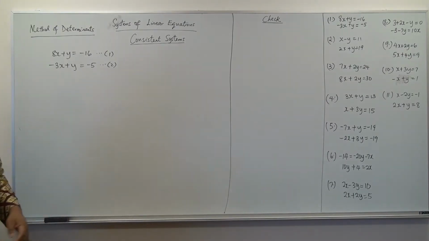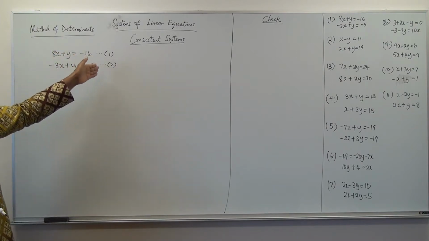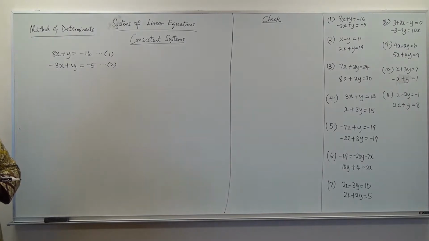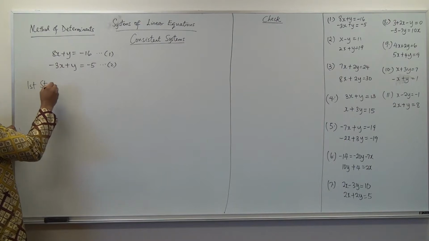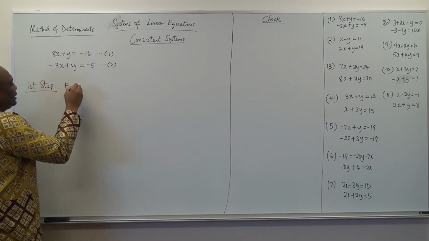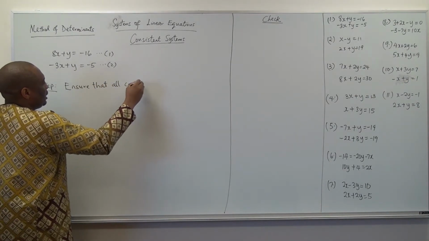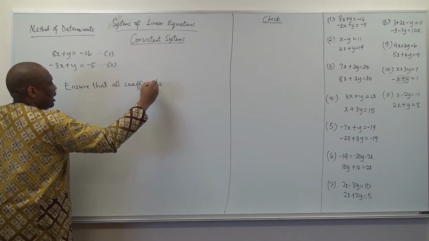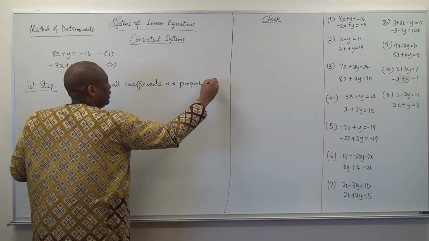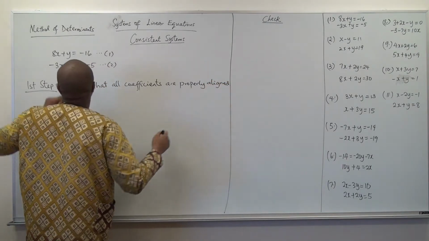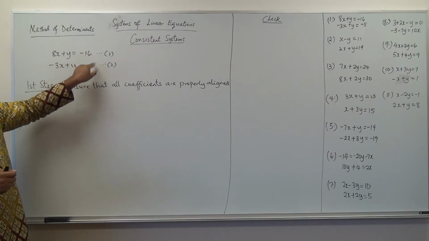So the first thing you have to do, make sure that the coefficients are arranged in order. The first step, ensure that all coefficients are properly aligned. What do I mean by this? You see, x, x, y, y equal to result.